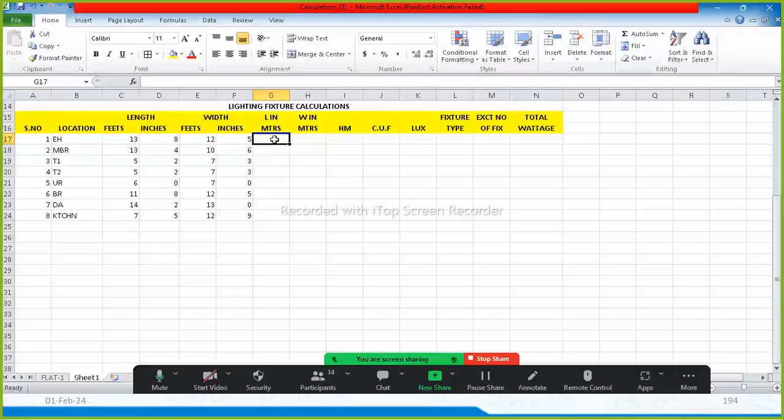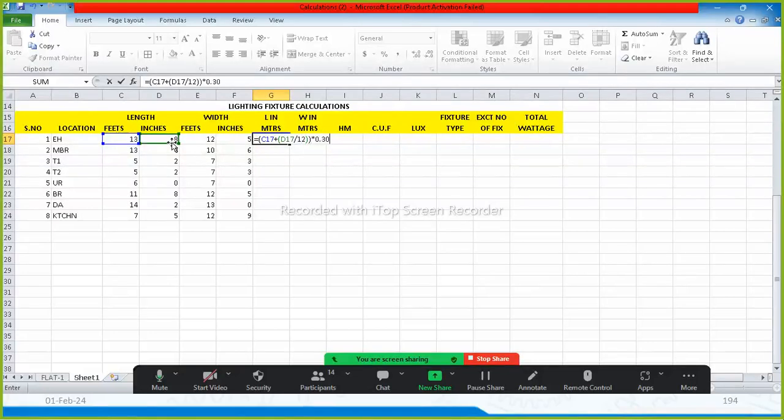Then I got the parameters. Now I need to apply the formula for L in meters. How do you apply the dimensions? How to put in a formula in the Excel sheet? We know it is equal to, bracket open, feet, plus bracket open inches divided by 12. First we need to convert that into meters by multiplying by 0.3048. Okay, you'll get it in meters.